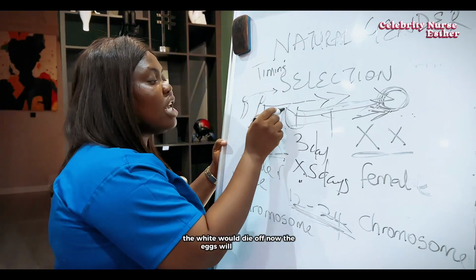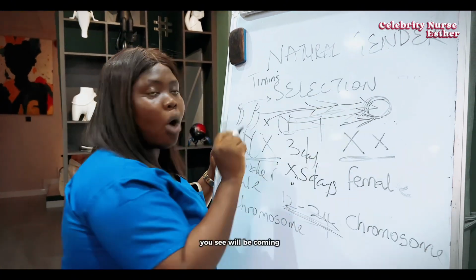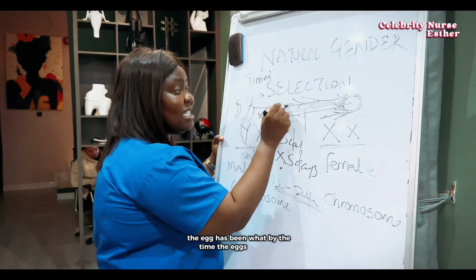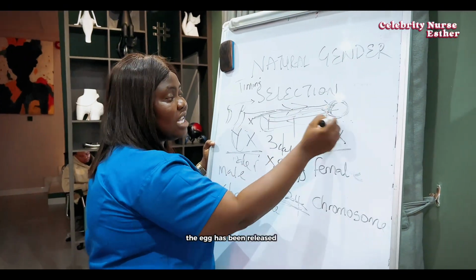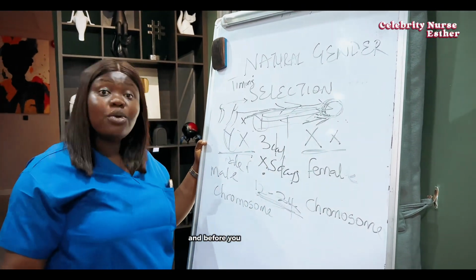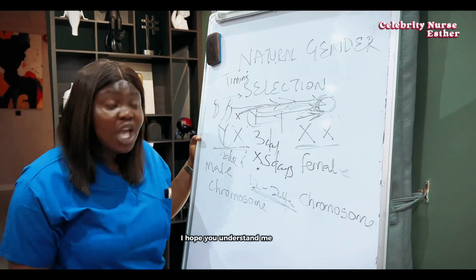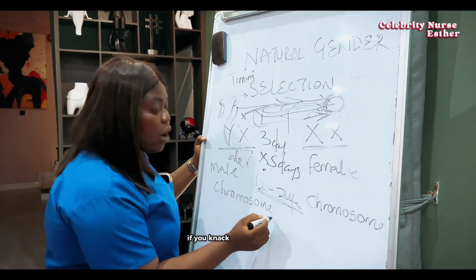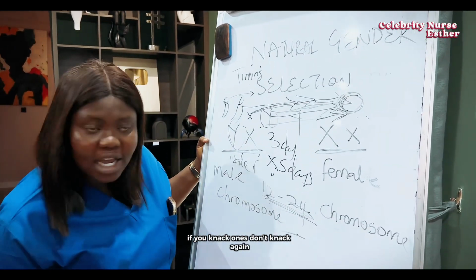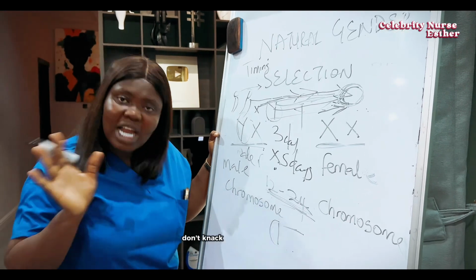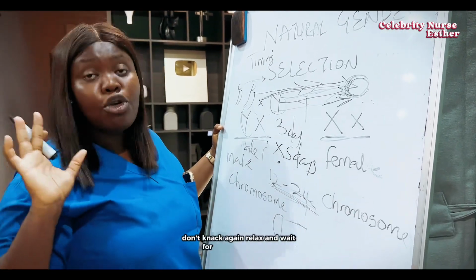Now, the eggs will keep coming. By the time the egg gets there, the egg has been released and fertilization will take place. And before you know what is happening, your wife will be pregnant with a female baby. I hope you understand me. So don't forget, if you do it once, don't do it again. If you do it that day, even if you want to do it morning and evening, don't do it again. Relax and wait for your bundle of joy.